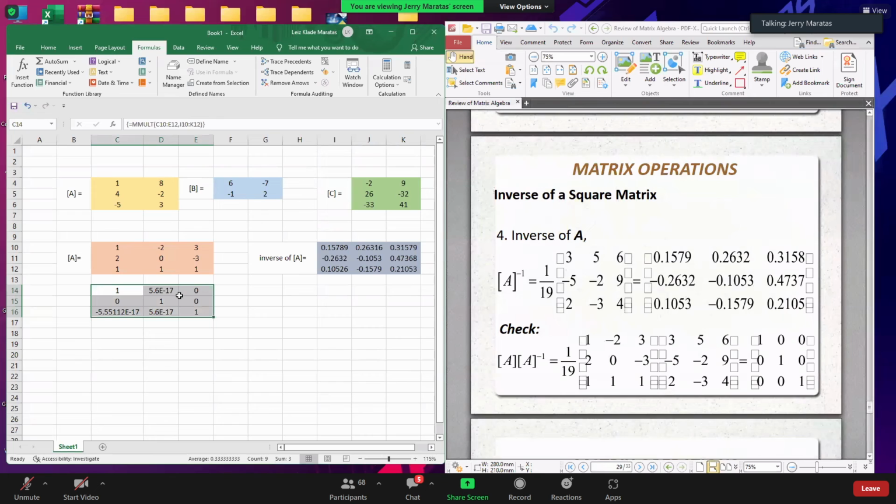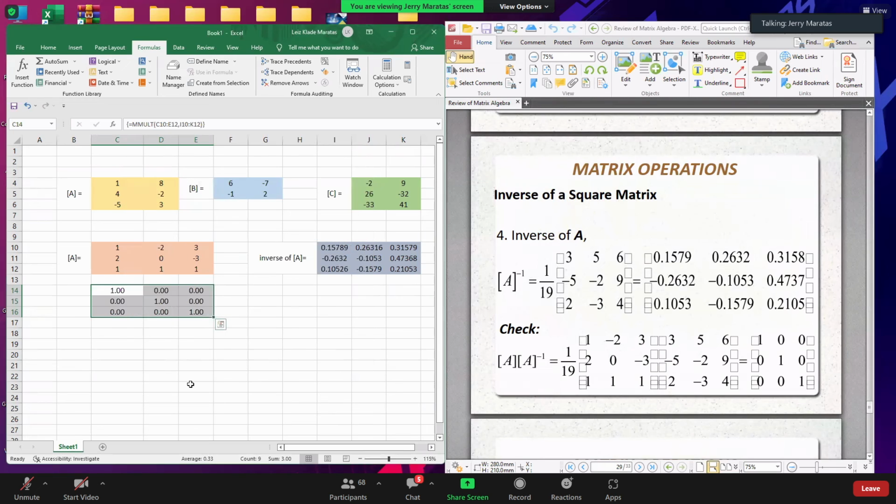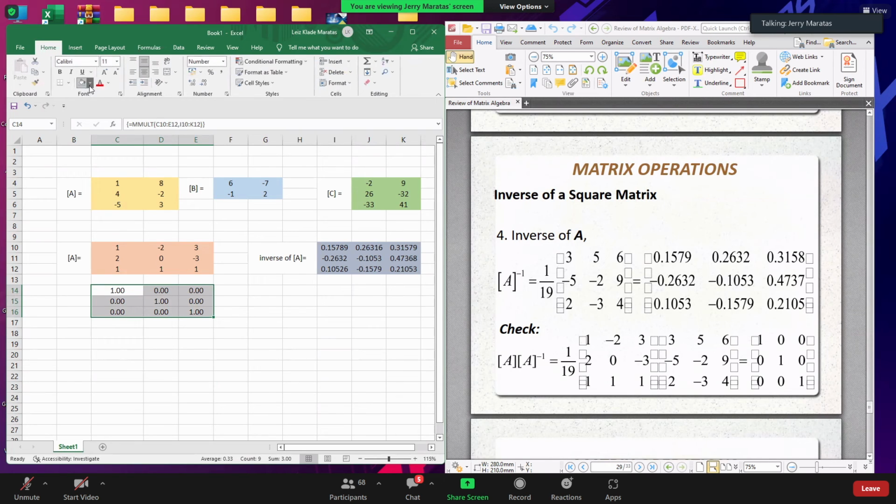So, we can format this as a number. So, decimal places 0. Now, we can see that the result is a unit matrix. Okay? Or vice versa, no? This can also be the inverse of this matrix, no? So we can also check that first.